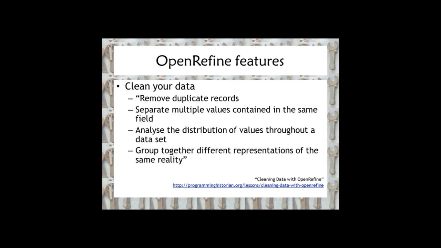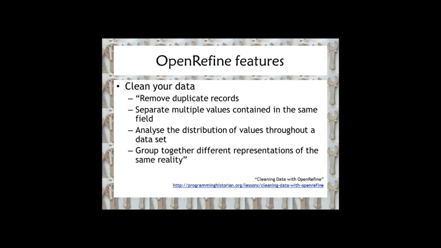Here are some features, and I basically copied and pasted because I found a blog post that really succinctly said what OpenRefine does. You can use it to do things like remove duplicate records, separate multiple values contained in the same field, analyze the distribution of values throughout a data set. So if you want to see how often particular subject headings are used or a particular publisher or something like that, that's useful for that.